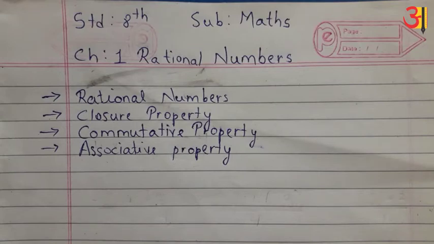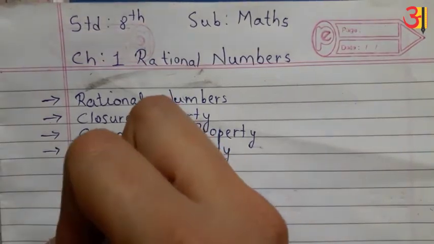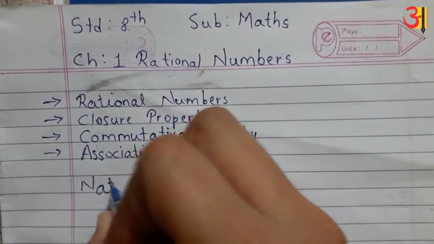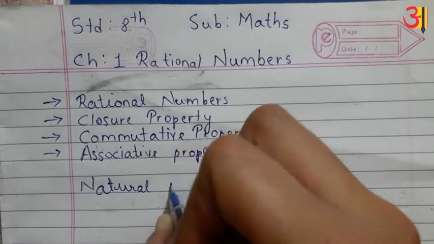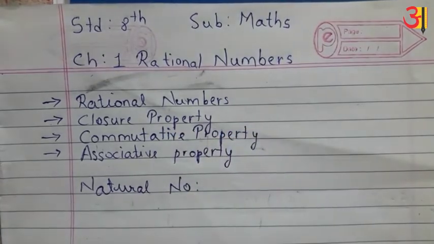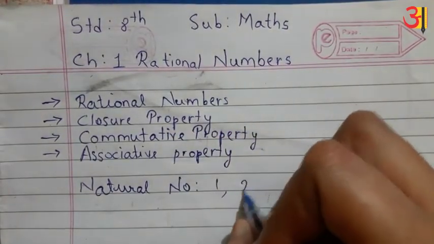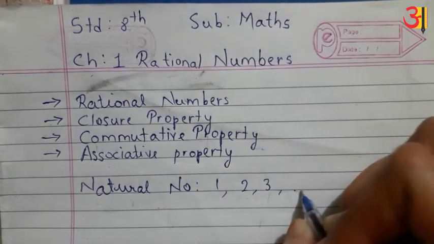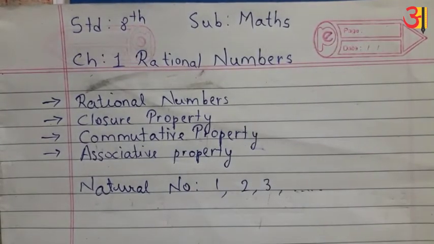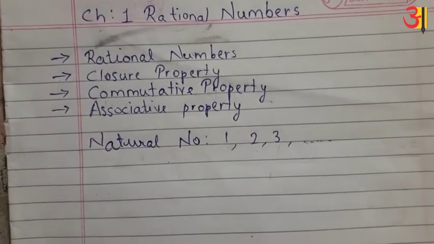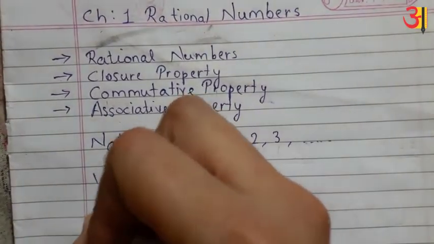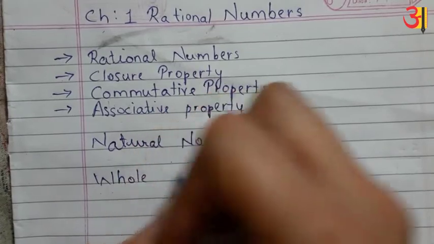Before starting with the definition of rational number, I want to recapitulate some terms related to rational numbers, starting from natural numbers. Natural numbers are the numbers starting from 1, 2, 3 up to infinity. That is, it is not specifically defined.